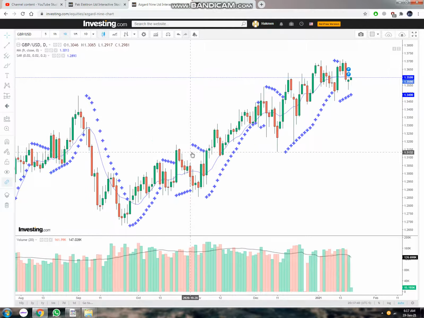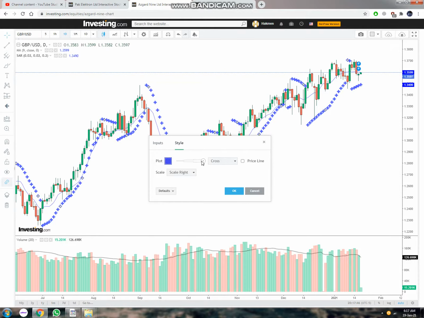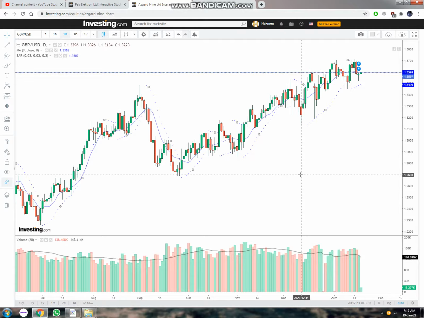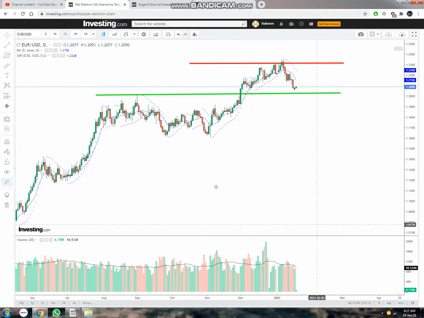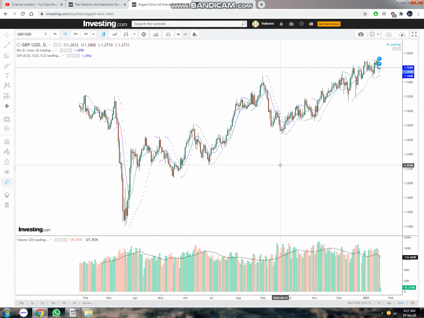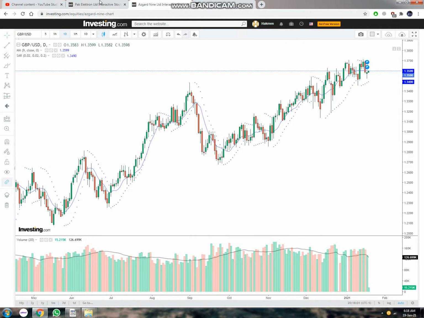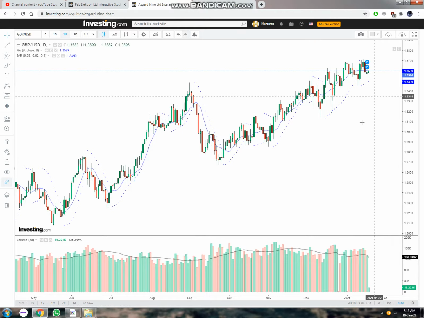GBP USD. The parabolics are too big. Let me make them smaller. Now take a look at this chart, and take a look at this chart. What is the difference between these two charts right now? Both of these are moving in an uptrend.